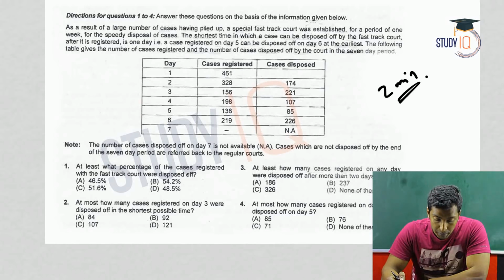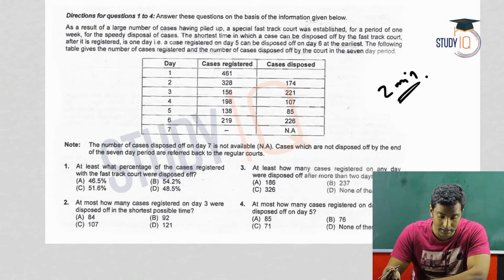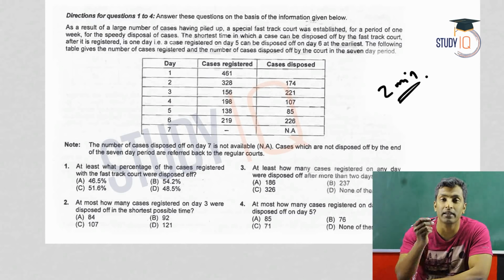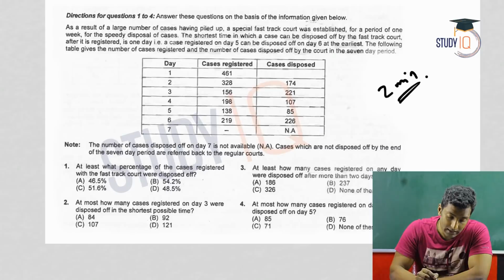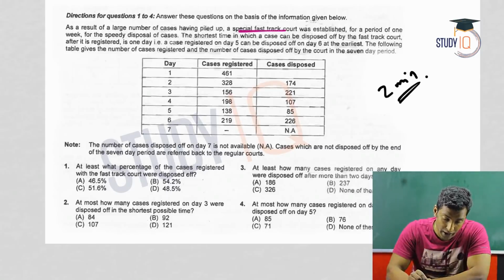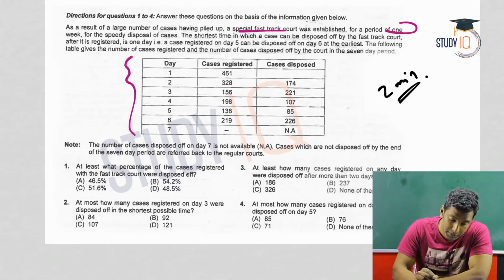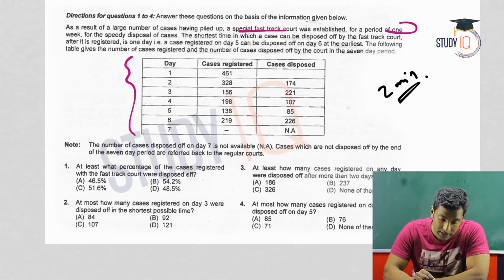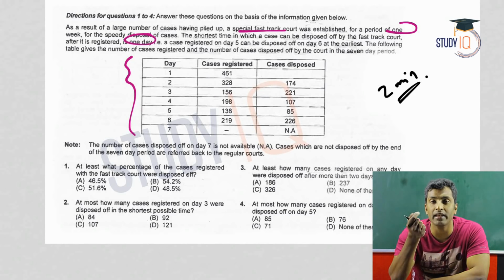Okay friends, I hope you understood the question and solved it. Very easy question, okay? There is nothing more to discuss in this, but anyway, let's see how you're going to proceed. A special fast track court was established for a period of 1 week, okay? That 1 week detail is given here. For the speedy disposal of the case, obviously the shortest time in which the case can be disposed of by the fast track court after it is registered is 1 day. So the shortest time taken for the disposal of a case is 1 day.